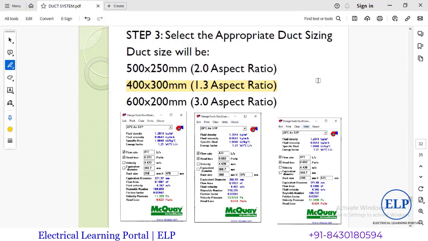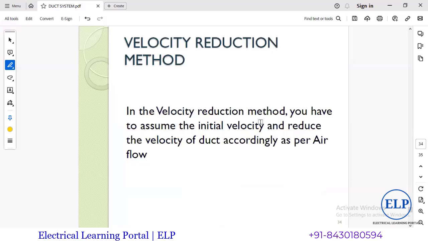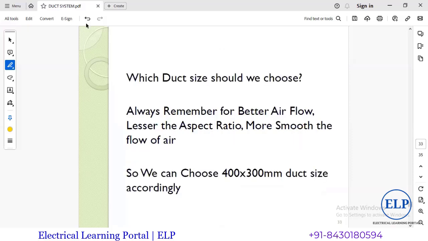And the lesser the aspect ratio, the lesser the cost of the ducting. So this is what we have to do. Now in our next session, we are going to design the duct system. What is the principle of the ducting? How to design the ducting? What tables we have to follow, and how to use the McQuay duct sizer. Everything we will see in our next session. So this is how we are going to proceed further.